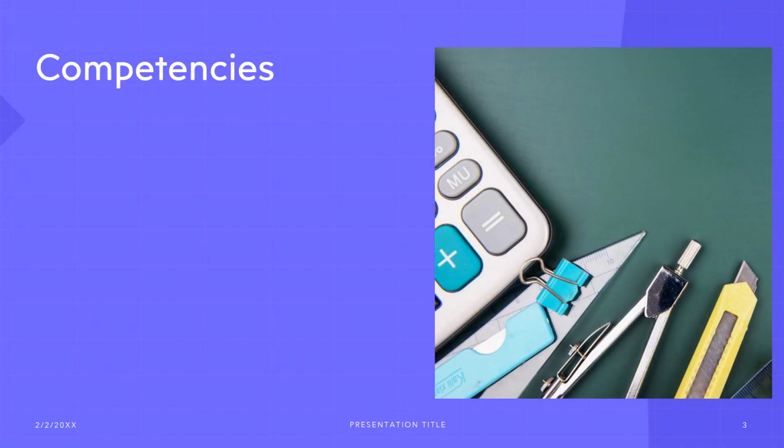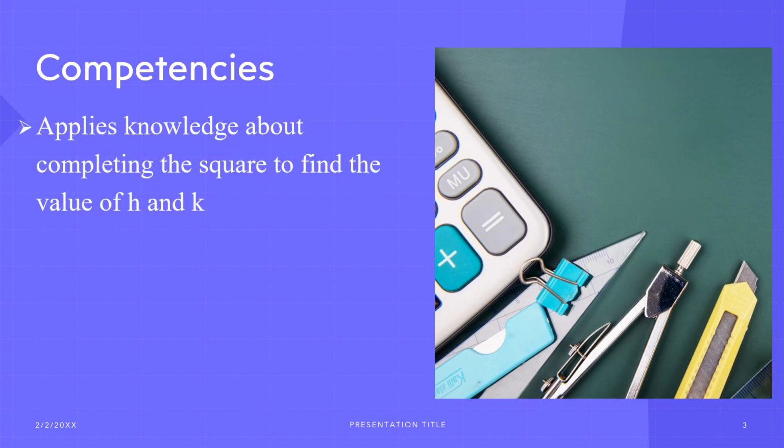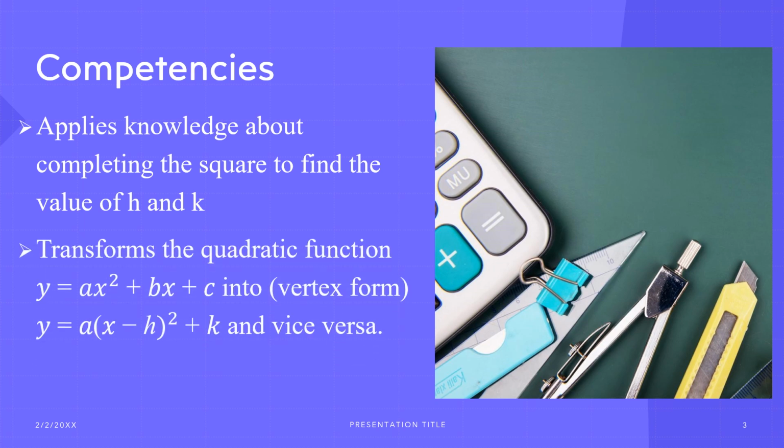The competencies for this lesson: applies knowledge about completing the square to find the value of h and k. Transforms the quadratic function y is equal to ax squared plus bx plus c into vertex form. Y is equal to a times the quantity x minus h squared plus k and vice versa.